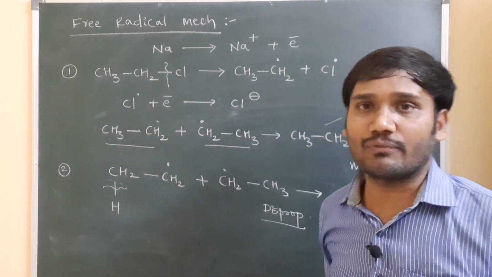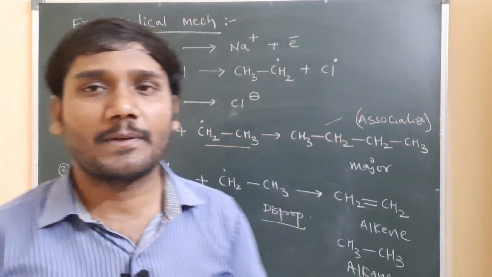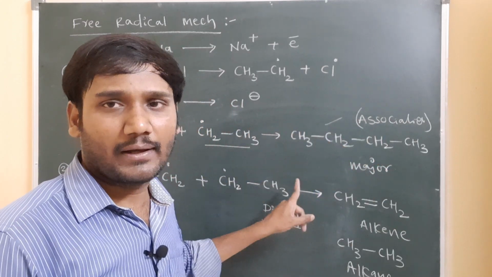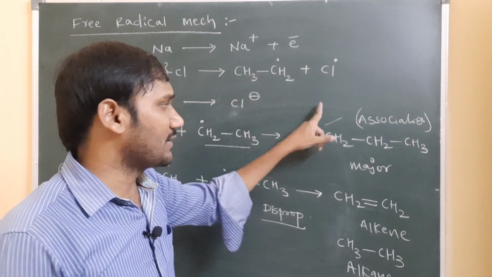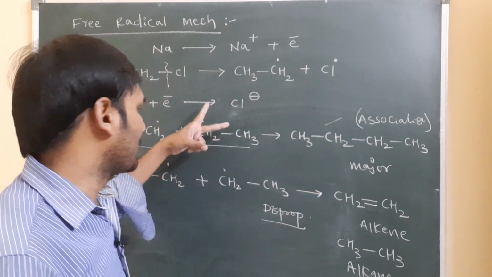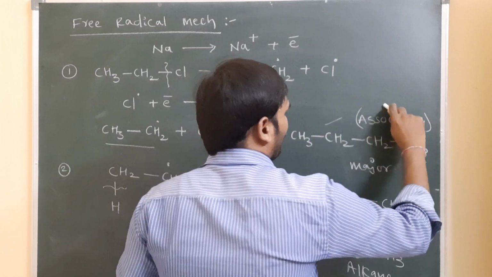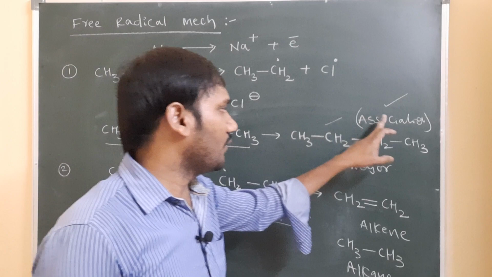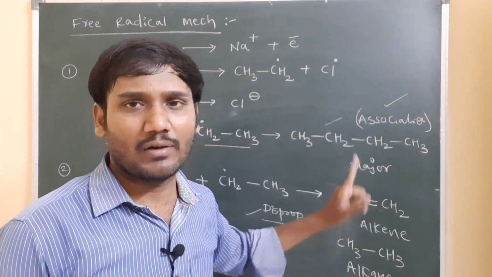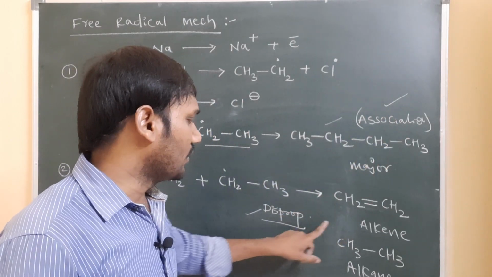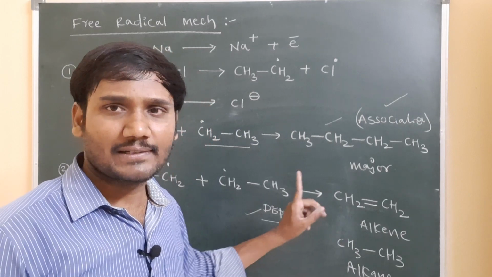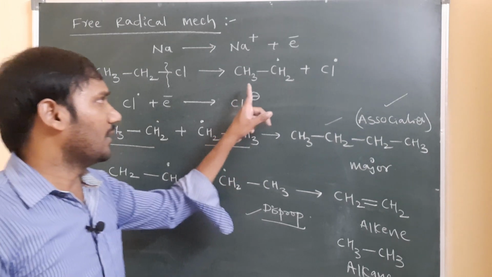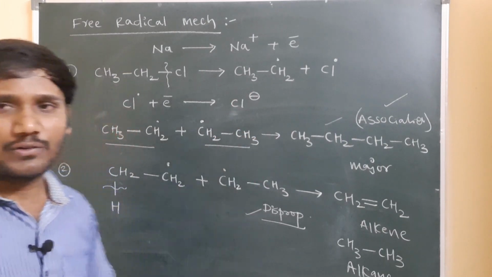So now, in the Wurtz reaction, totally 2 types of mechanisms take place. One is the free radical mechanism, and one more is the ionic mechanism. In the free radical mechanism, association and disproportionation take place. Whatever product forms in the association process is the major product. Whatever product forms in the disproportionation reaction is a minor product. So these are the 2 types of products possible in the free radical mechanism. Take a screenshot.